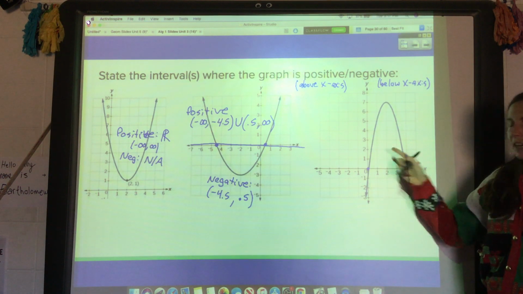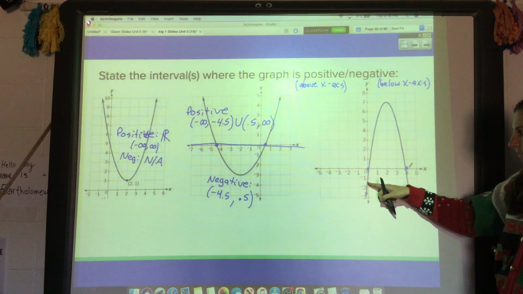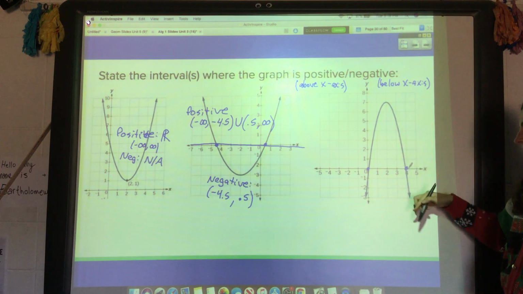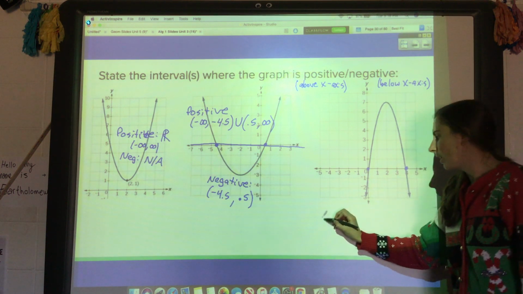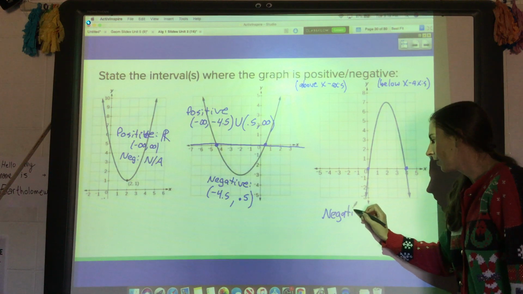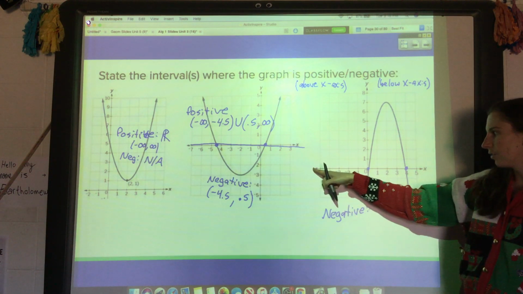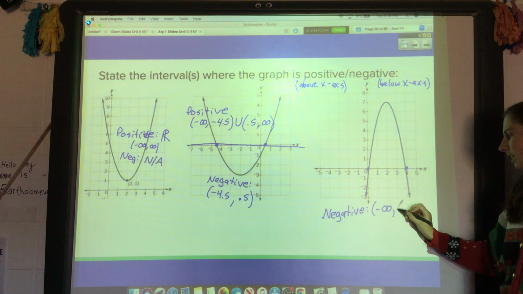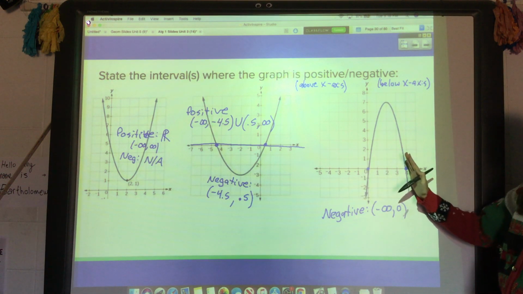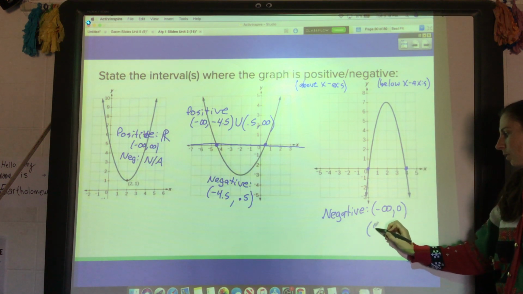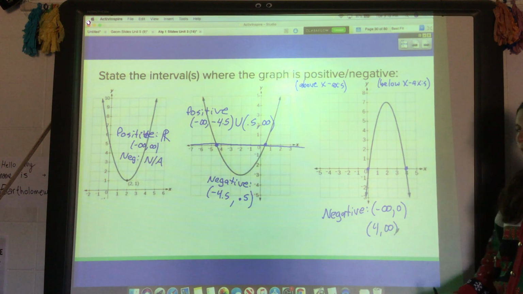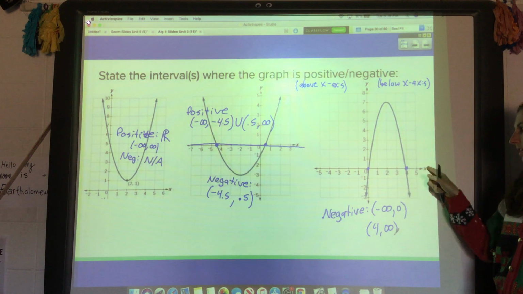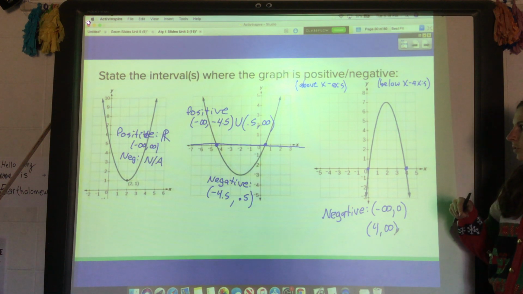All right, this one jumps back and forth as well. It starts off negative below the x-axis, then it's positive for this whole section, and then it's negative again. So it's negative from negative infinity up until 0. So from negative infinity to 0, and then also from 4 on. So from 4 to infinity. I know it feels like it should be 4 to negative infinity because it's going down, but it's 4 to positive infinity if we're using the x values.